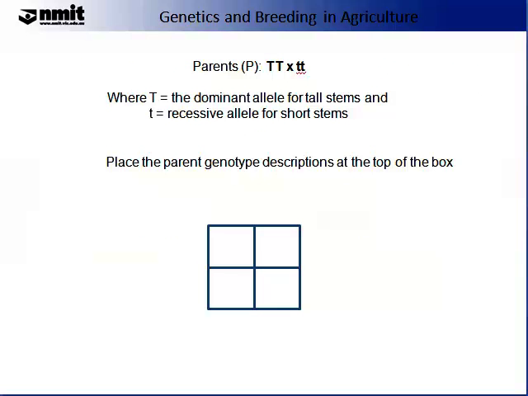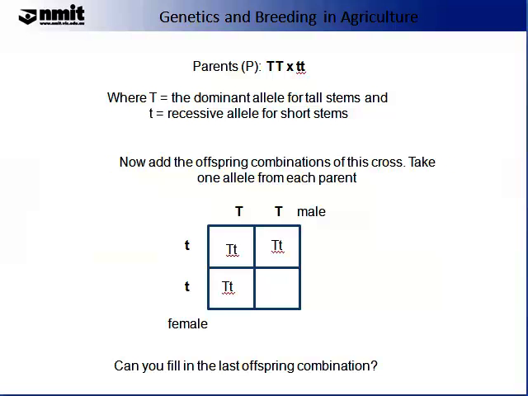The first task is to place the parent genotype descriptions at the top and to the side of the box. As you can see from this slide, the capital T's are placed above the box and the lowercase recessive t's are placed to the left-hand side of the box. We can now use this arrangement, the Punnett square, to fill in all possible combinations of the cross.